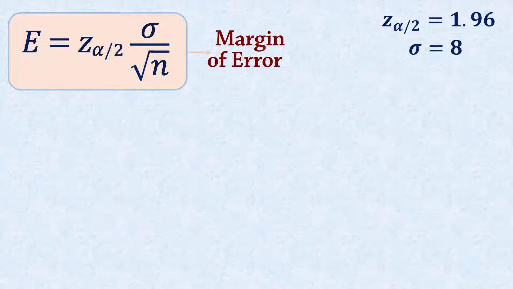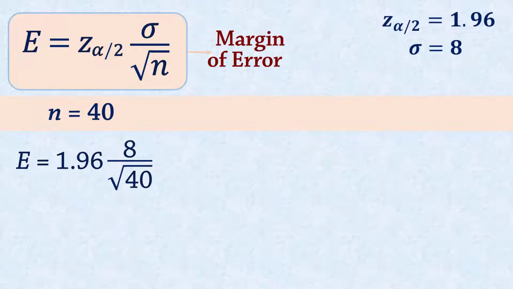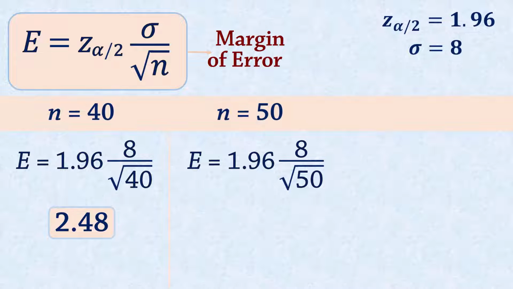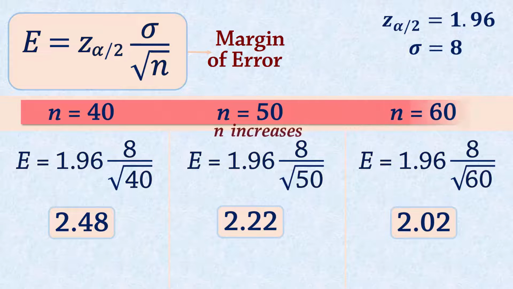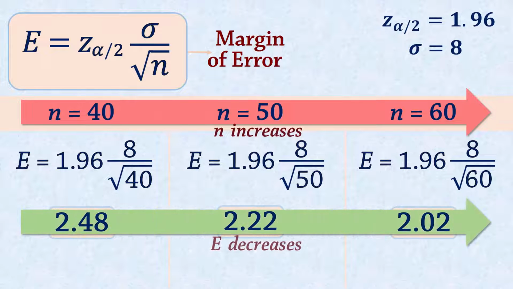For a sample size n equals 40, the margin of error is 1.96 times 8 divided by the square root of 40, which gives 2.48. If the sample size were 50, then the margin of error will be 2.22. And if the sample size were 60, then the margin of error will be 2.02. These results show that as sample size increases, the margin of error decreases.